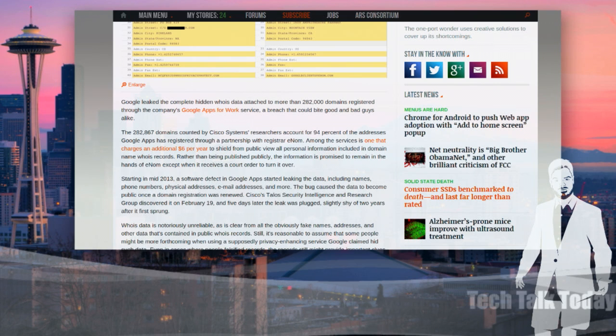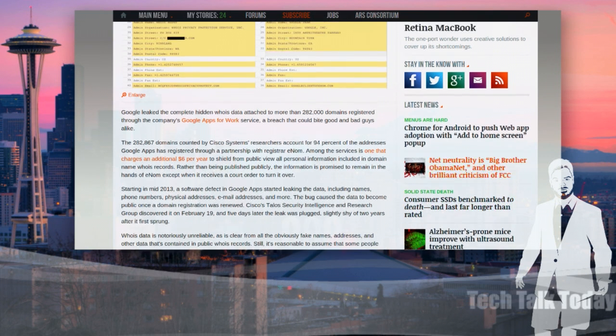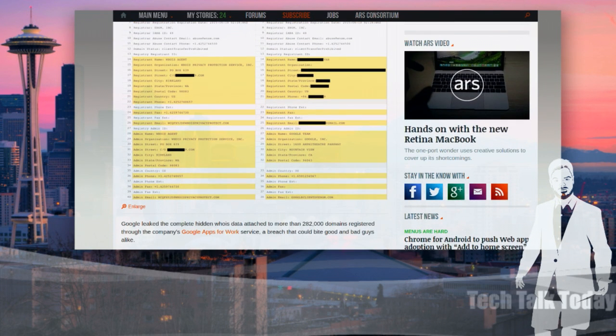And it's an unintentional leak, right? They wouldn't intentionally do that. Yes, a software defect in Google Apps started leaking the data, including names, phone numbers, physical addresses, email addresses, and more. The bug caused the data to become public online once the domain registration was renewed. Cisco's Talos Security Intelligence and Research Group discovered it on February 19th of this year, slightly over 2 years after it first started leaking.